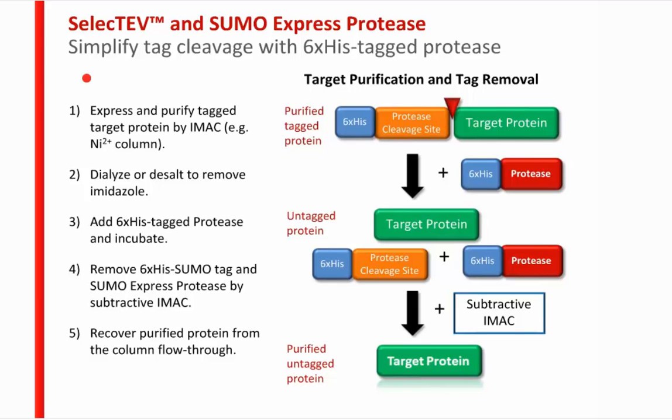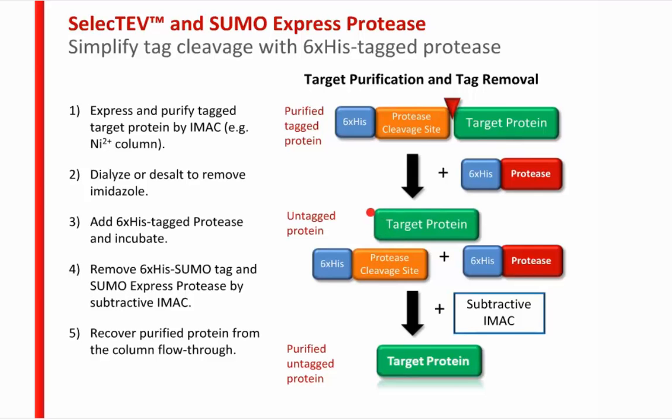First we express and purify the tagged target by IMAC on a nickel or cobalt column. So we have our purified tagged protein with a 6-his tag, a protease cleavage site, which is the actual site here in red, and then the target protein. We add our 6-his tagged protease, either SelecTEV or Sumo Express, and incubate. That will release the tag from our target of interest, leaving untagged target protein.